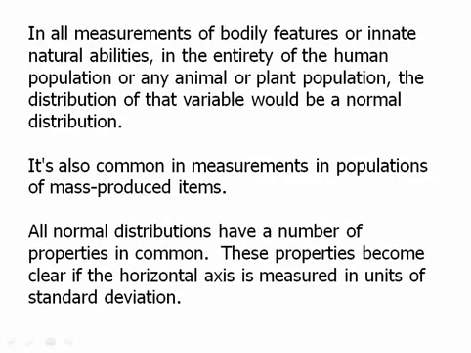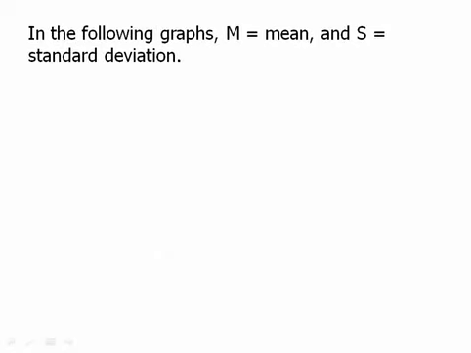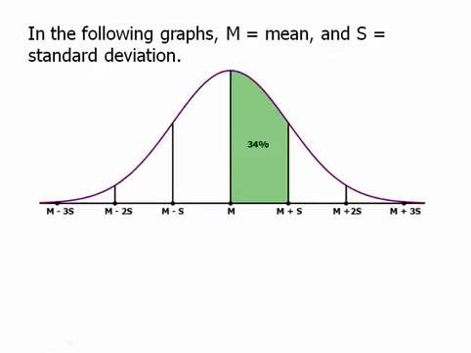Now, it's very important to realize all normal distributions have a number of properties in common. These properties become clear if the horizontal axis, instead of being measured in the ordinary units, pounds or kilograms or inches or something like that, is measured in standard deviations. In fact, when we measure in standard deviations, all normal distributions look the same. So in the following graphs, I'm just going to use the abbreviation M for the mean and S for the standard deviation. And this is what essentially every normal distribution in the world looks like.